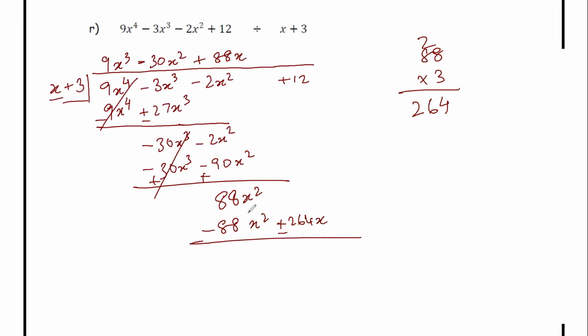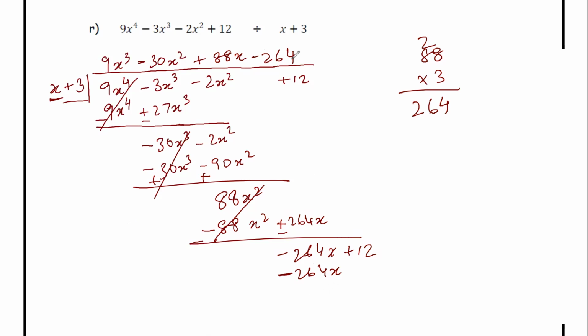Change the sign, and this cancels, and you become minus 264x, and now bring down the 12. So I want minus 264 out here with x. So x into minus 264 gives me minus 264x. So the idea is to get the same sign. If it's plus, then you bring plus. If it's negative, you bring negative. Same thing has to be there. Then you change the sign and subtract it.